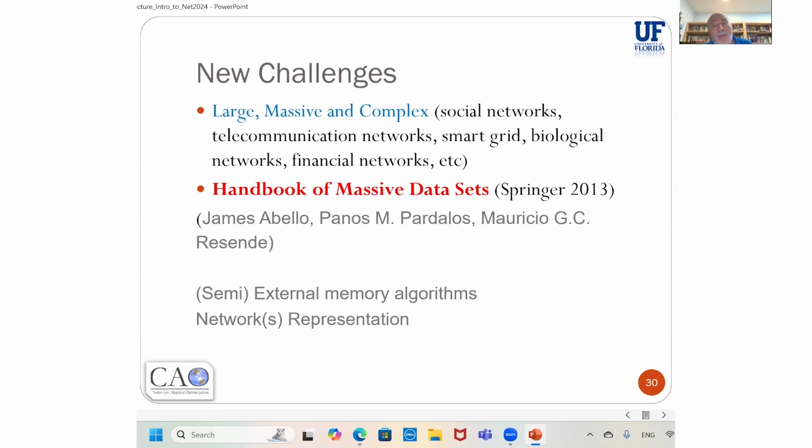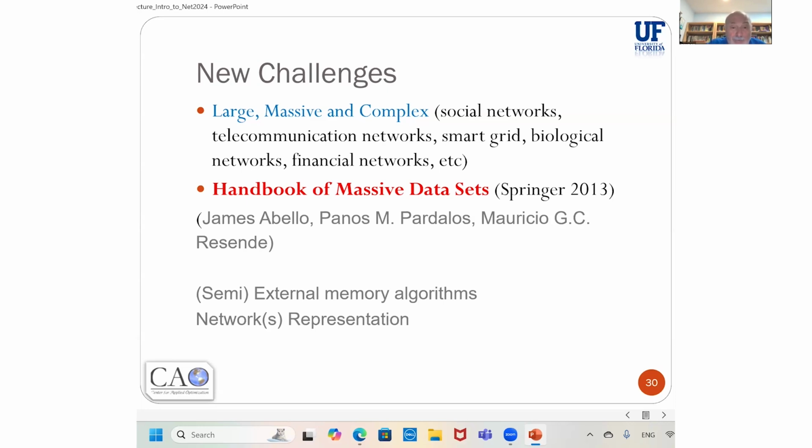So the new challenge we have today, people talk about large networks and massive complex networks. We know that, for example, the social networks, telecommunication networks, the smart grid, financial networks are huge, very huge. After we did the work on the call graph, the data did not fit in the memory of the machine. So you had to use semi-external memory algorithms to solve this problem. Today, because the data is so big, massive data sets don't fit in the memory of the machine. People are using external memory algorithms, much more sophisticated algorithms.